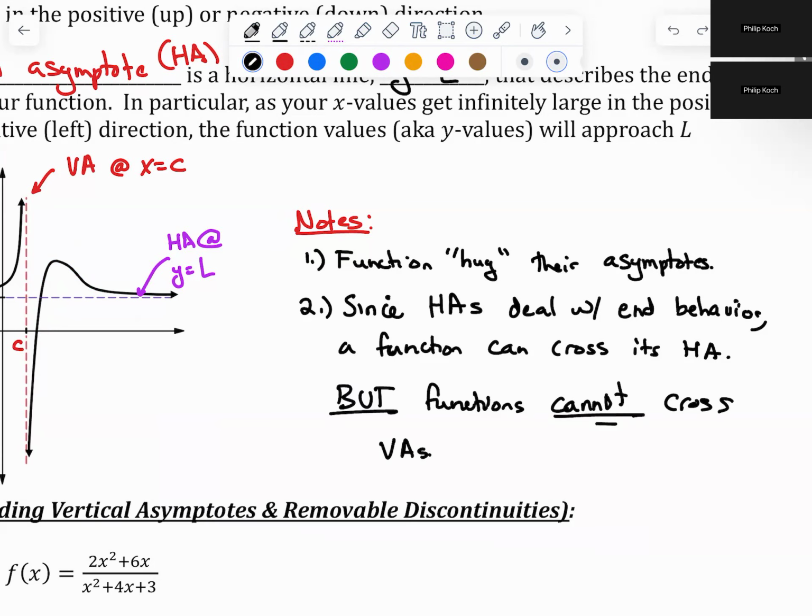So if you're looking at a graph and you see that it crossed its asymptote, it probably might have crossed its horizontal, but it cannot cross a vertical.